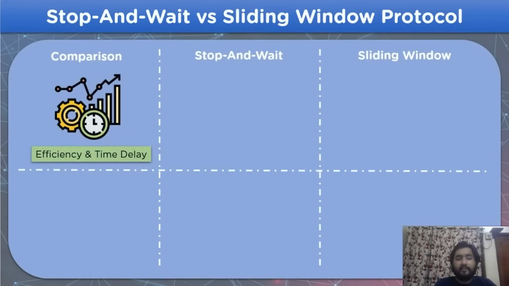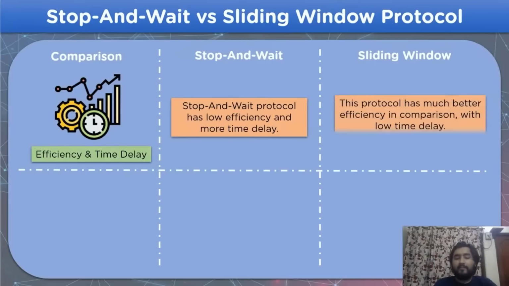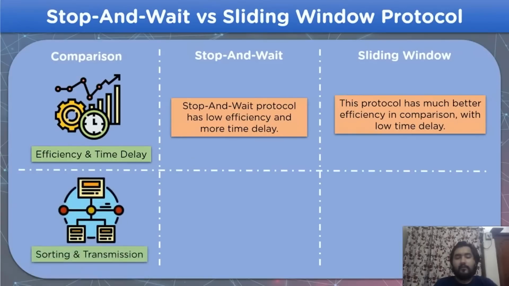The next comparison is based on efficiency and time delay. On this basis, the stop and wait protocol has low efficiency and suffers from more time delay. As for the sliding window protocol, the efficiency is higher than the stop and wait protocol, which provides lower time delay during data transmission. Let's move on to the last comparison.